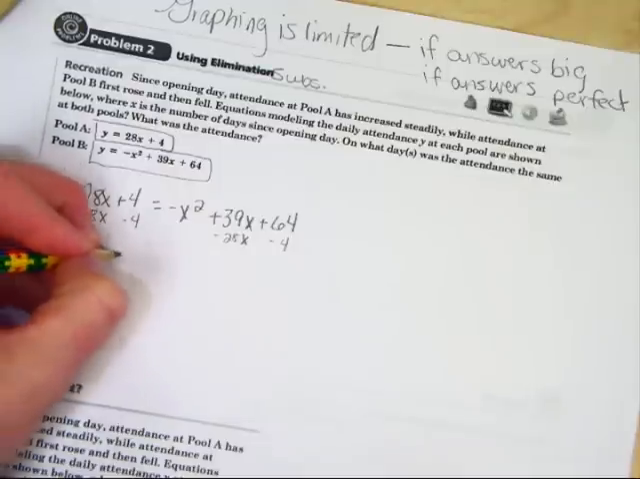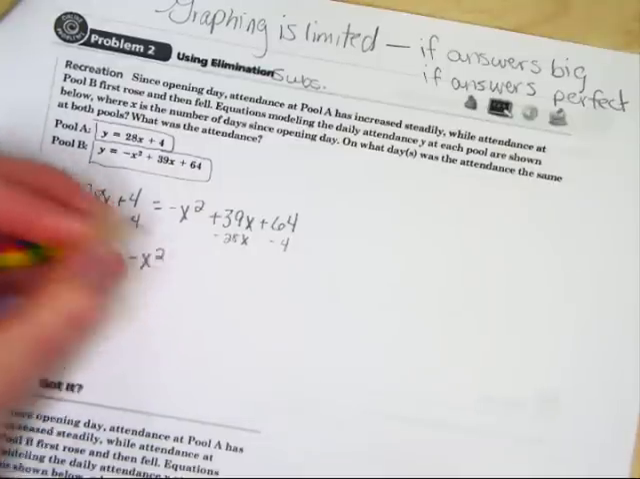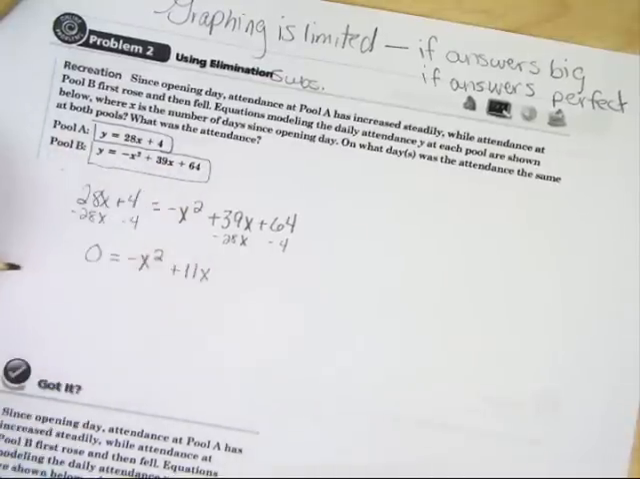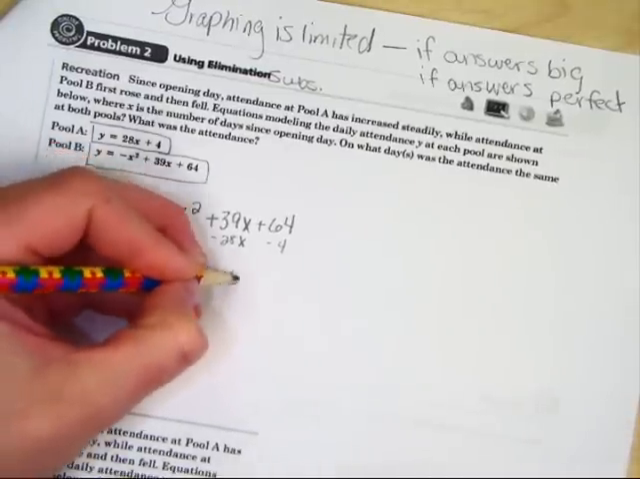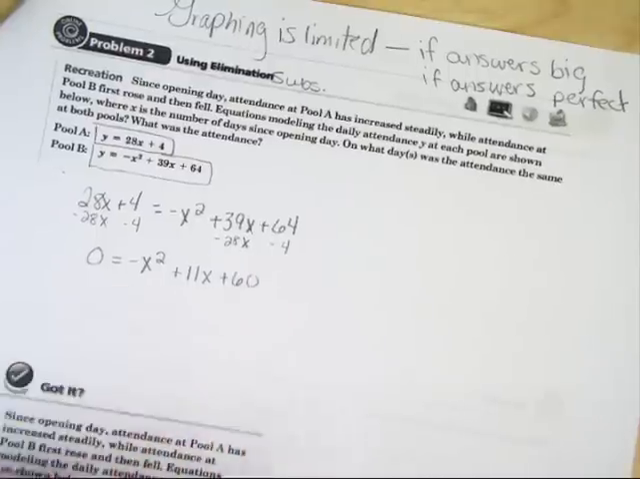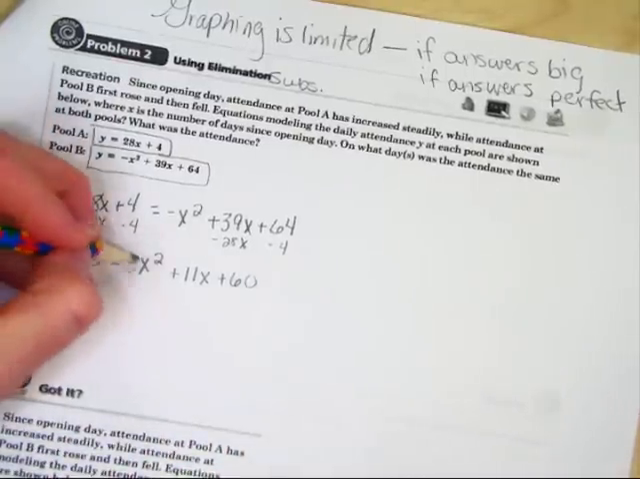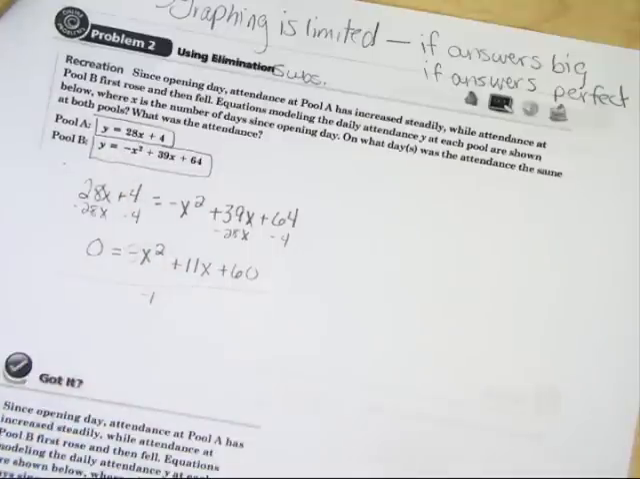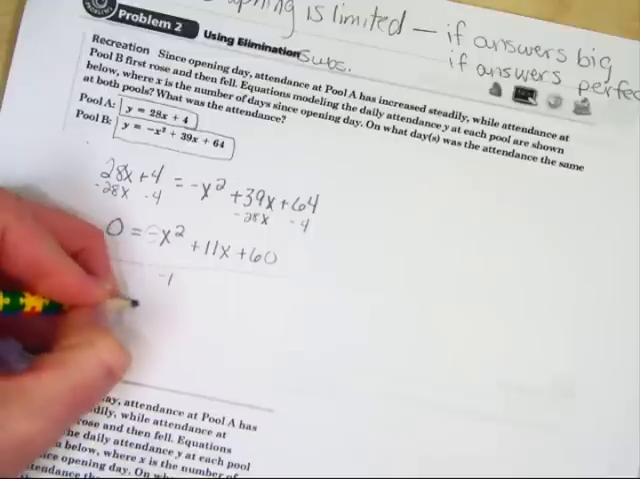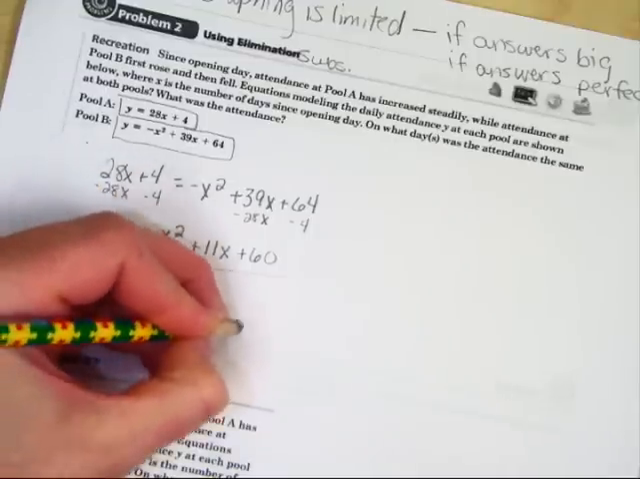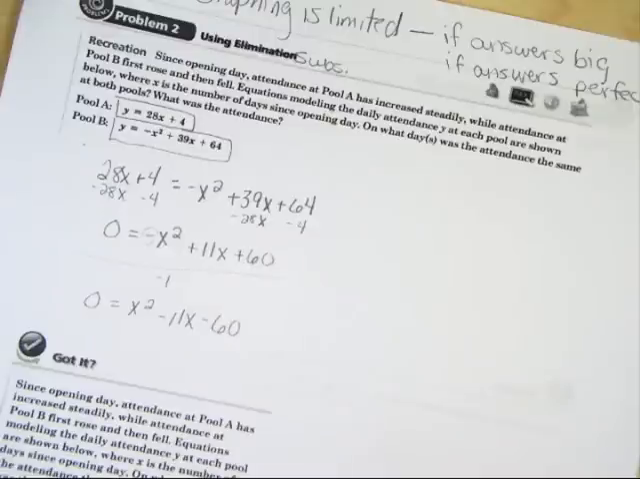Now I'm going to get 0 equals negative x squared. 39 minus 28 is 11x. 64 minus 4 is positive 60. Now I would like to divide everything by a negative. I don't like it when x squared is negative. So I'm going to divide everything by a negative 1. I'm going to get 0 equals x squared minus 11x minus 60. That helps me be able to factor it a little bit easier.